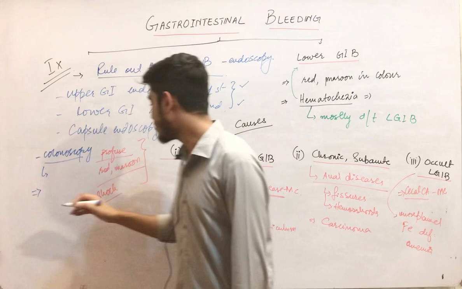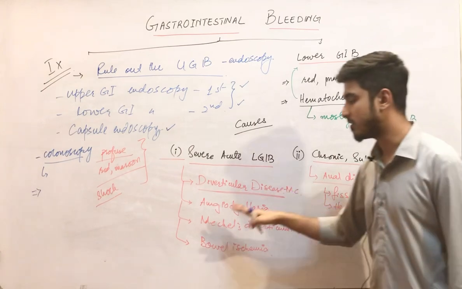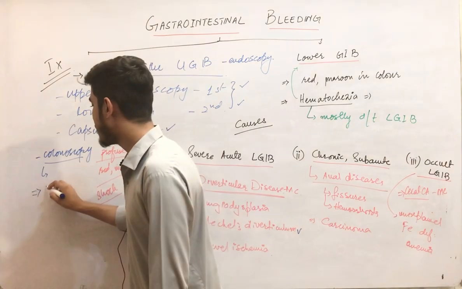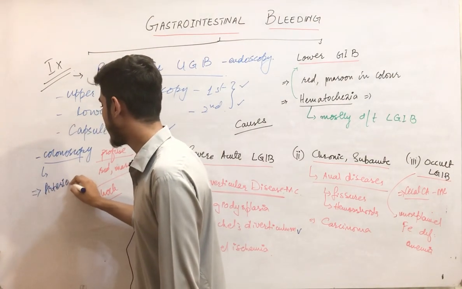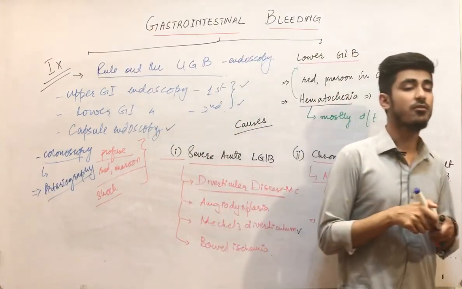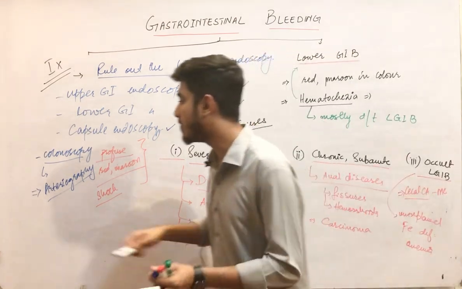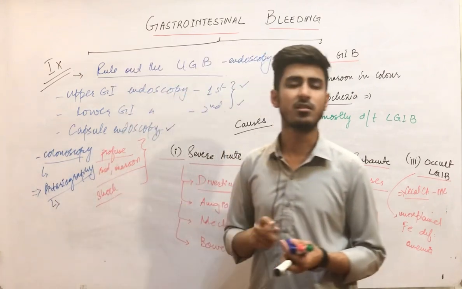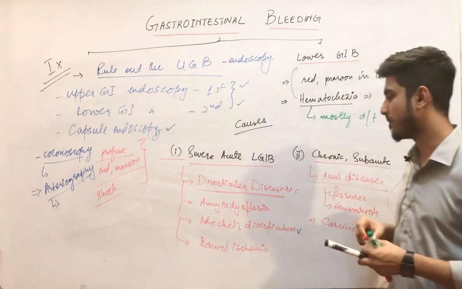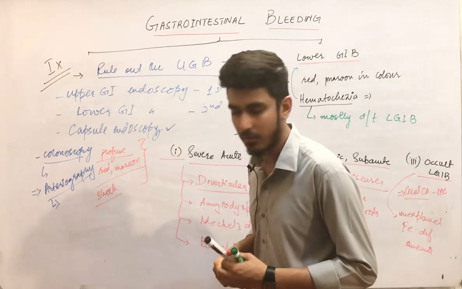Clear? Then for the Meckel's diverticulum, what are you going to do? You will do the Meckel's technetium scan, which is specific for the Meckel's diverticulum. Then you are also going to do the arteriography. If you want to find the exact vessel that is bleeding, it can be visualized by the arteriography, but this is done just before the surgery in order to specify which vessel is bleeding.